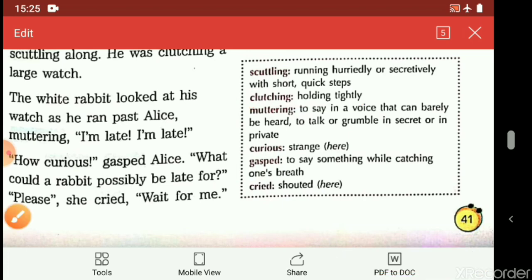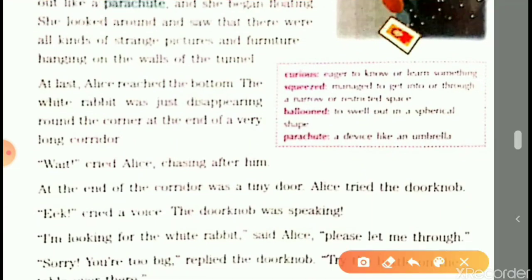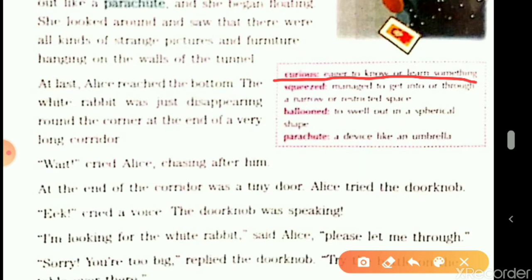Now, children, the next word is curious. Curious means eager to know or learn something. When you're very eager to know about something, that is curious. So the sentence on curious is: The children were curious to know the results.